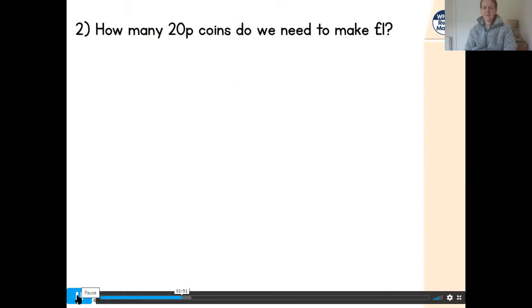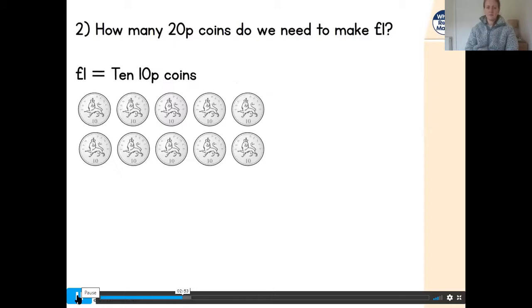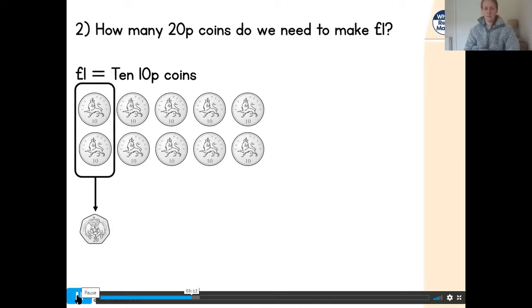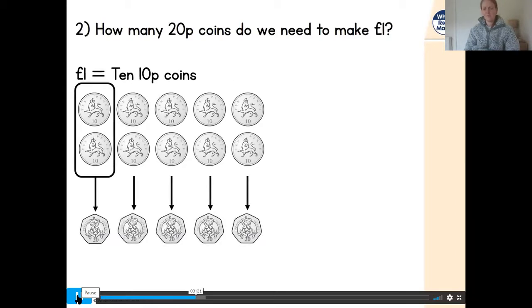Question 2 was this. How many 20p coins do we need to make a pound? So let's use the fact about 10p coins, which I think is more straightforward. We've got there 10 10-pence coins. That's equal to £1. It's worth the same amount. Okay. And we've got an array there, haven't we? Showing 10-pence coins. Can we see, if we look down each column, we've got 20 pence. So we could change each column of 10 pences for 20 pence. And we've got 5 columns. So we've got 5 lots of 20 pence.